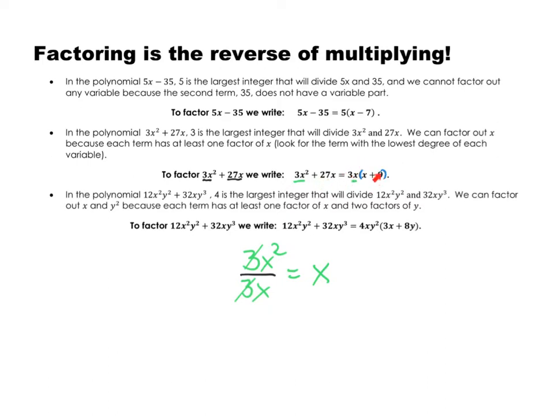Well, we know 3 times 9 gives us that 27. And then notice this 27 had an x, and so we need to include that x so that when we multiply 3x times 9, indeed that gives us the 27. So this is going to be our thinking when we are looking for the greatest common factor.